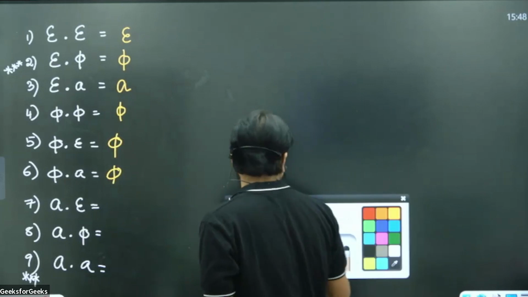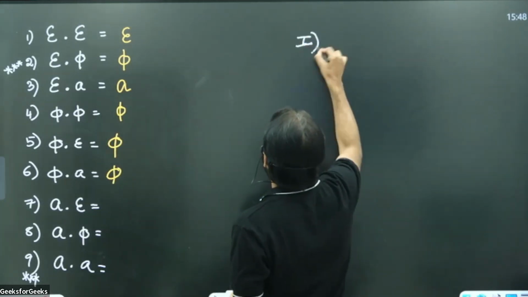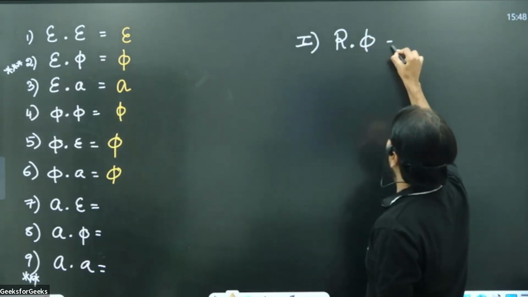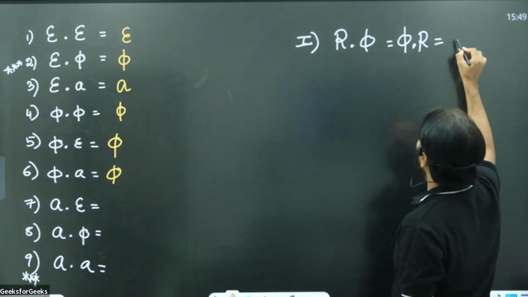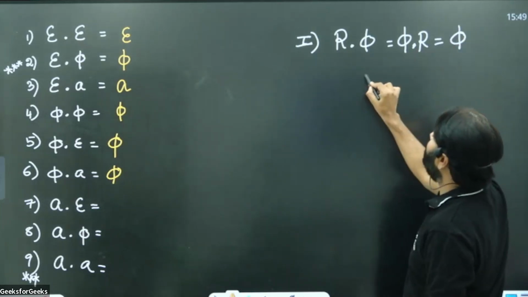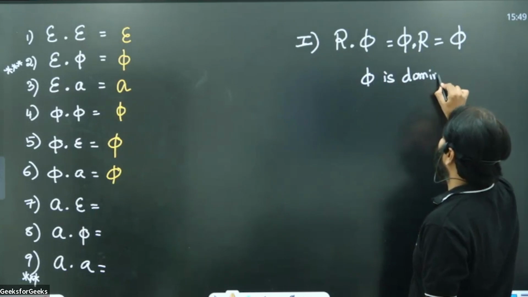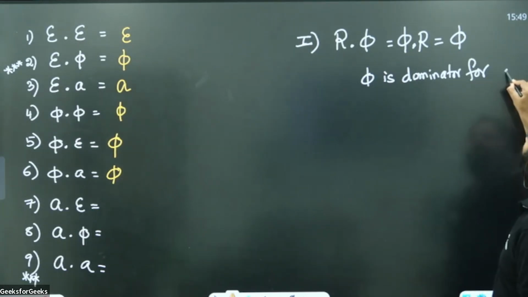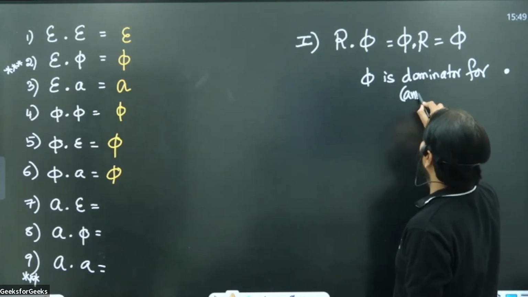I'm writing the first property: if you have r dot pi and pi dot r, what will you get? You'll get pi. Here pi is called a dominator, or annihilator. Dominator for whom? Not for everybody, only for the dot operator. And thus the dominator is also called the annihilator.